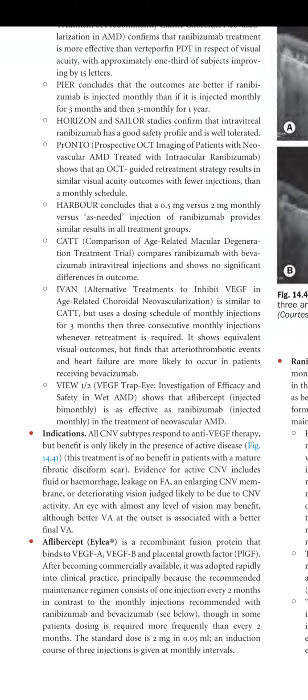The VIEW 1 and 2 trials, VEGF Trap-Eye: Investigation of Efficacy and Safety in Wet AMD, show that aflibercept injected bi-monthly is as effective as ranibizumab injected monthly in the treatment of neovascular AMD. So VIEW 1 and 2 are basically comparing ranibizumab with aflibercept.